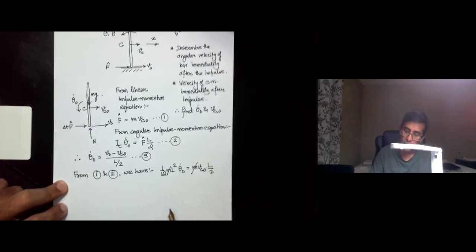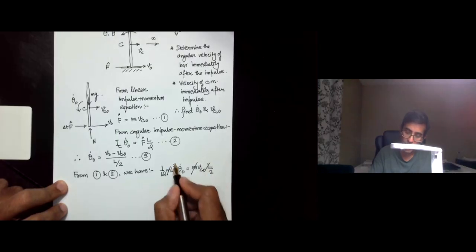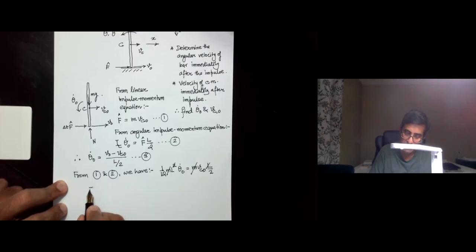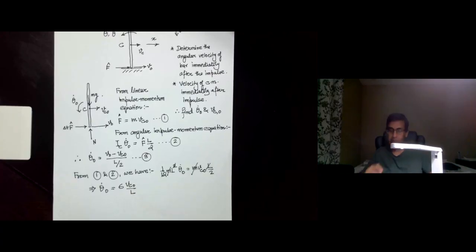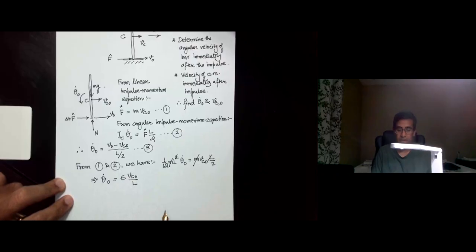So we can cancel m from both sides, and we can cancel one L from both sides, and we have theta dot naught is equal to six times vc naught divided by L, right? So that's our expression for theta dot naught.